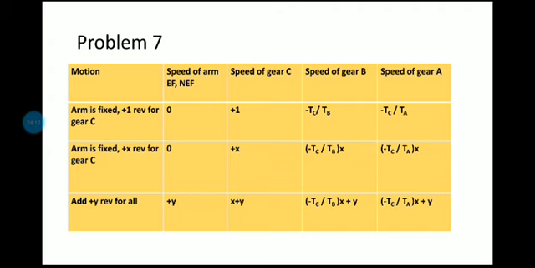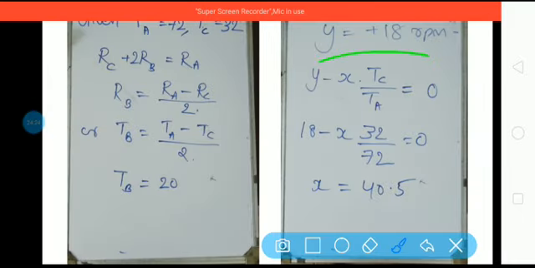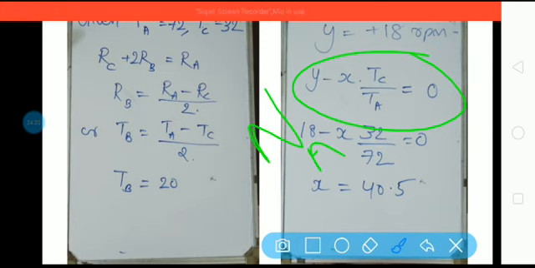Then go to the table. What is the expression for NA? Minus TC by TA into X plus Y. So you have to write minus Y minus X into TC by TA equal to 0. This is NA. Then arm speed is given as 18 rpm, that we already wrote, Y equal to 18 rpm. So from these two equations we can find X. So we will get X as 40.5.